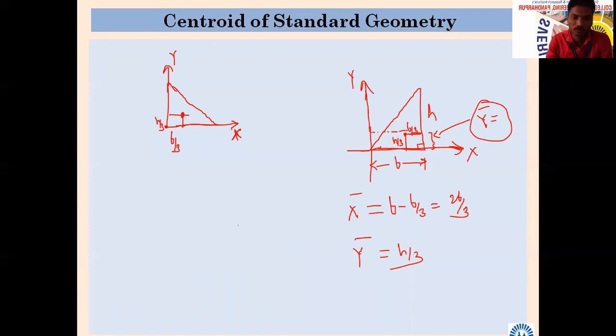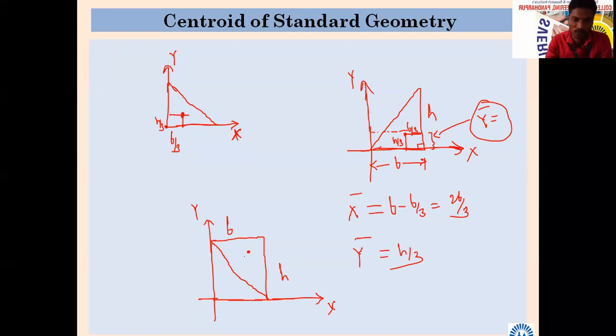Now I will give another one here. Maybe something like this. The triangle is something like this, with 2b by 3 and 2h by 3, and this is b, I will say. This will be y, this will be x, and here, generally, I will say g or c, whatever.